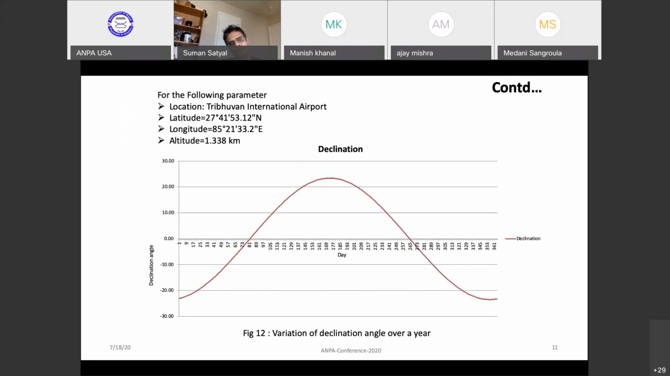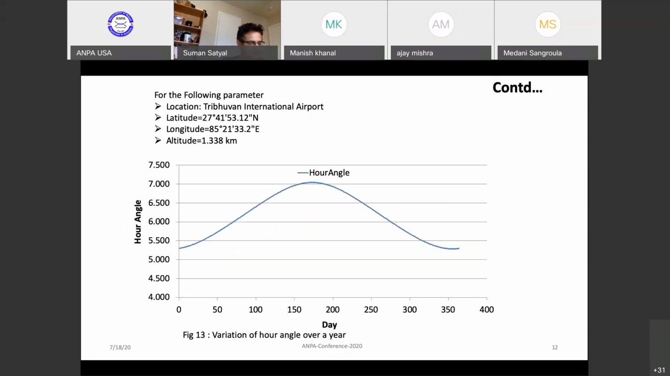The third graph is of declination angle. Declination angle has been found minimum at the winter solstice, that is December 21st, and declination angle has been found 0 at March 22 and September 22, and its value is maximum at the summer solstice, that is June 21st. While analyzing the variation of the angle throughout the year, the longest day of the year has been found to be June 21st, and the shortest day of the year has been found to be December 21st.